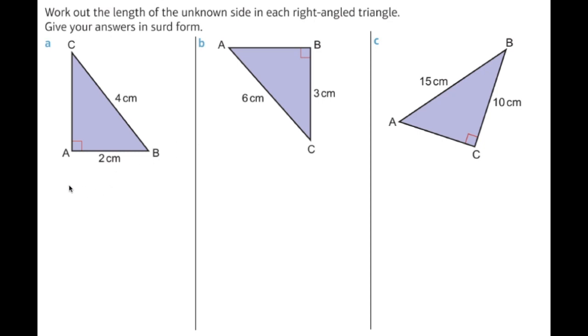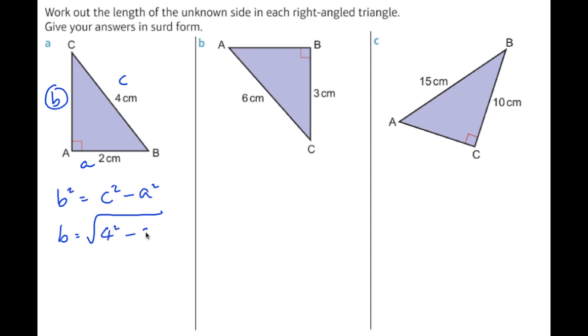Okay, so question A, label the diagram. That's still C. Let's call that one A. Let's call that one B. So I'm looking for the short side B. So I know that b squared is equal to c squared minus a squared. So I substitute for the values in. B is equal to, I can put that under the square root straight away, doing the inverse of that.